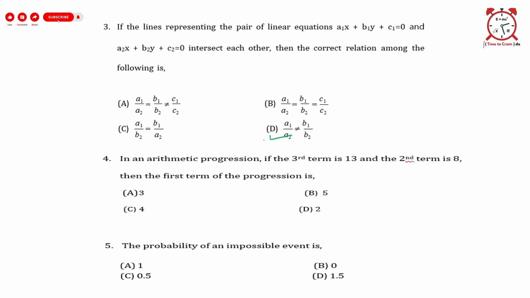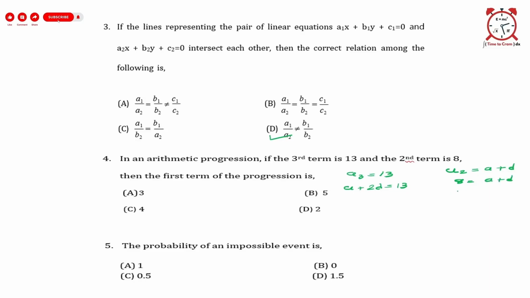Question number 4. In an arithmetic progression, if the third term is 13 and the second term is 8, then find the first term of the progression. So, third term A3 equal to 13. So, if we write the solution, then A plus 2D equal to 13. Now, second term is 8. So, second term means A2 equal to A plus D. And second term's value is 8. So, 8 equal to A plus D.